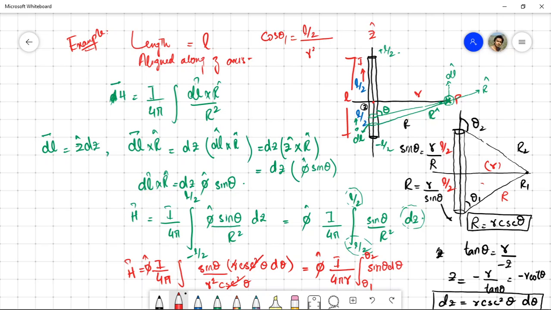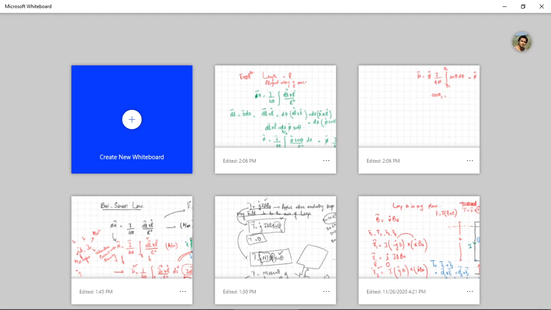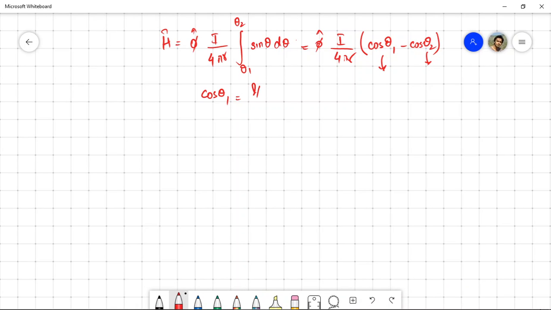So r square plus L by 2 square and under root. So you can see that we have expressed cos theta 1 in terms of those things that were given to us: the L was given to us, the small r was given to us. So we'll put this value back, L by 2 divided by r square plus L by 2 whole square, under root. So this is cos theta 1.